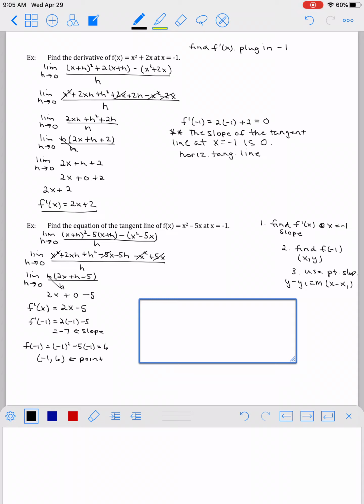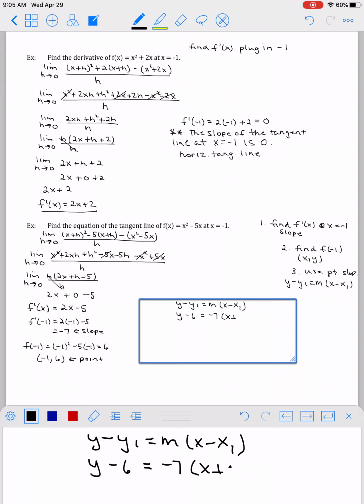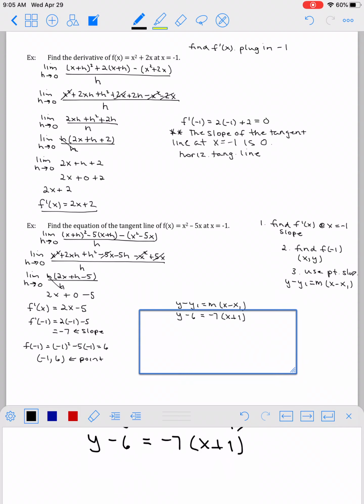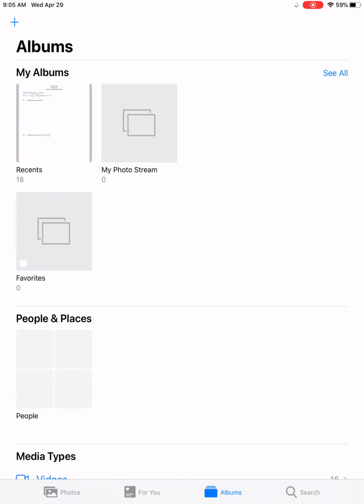And then now I'm going to use point slope. So y minus y1 equals m times x minus x1. And the y there from my point is a 6. My slope is a -7. Times x plus 1. And then y minus 6 equals -7x minus 7, and y equals -7x minus 1.